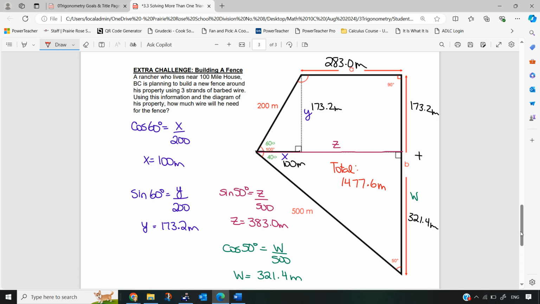We're told that in order to build the fence, we need 3 strands of barbed wire. So we're going to have to multiply that amount by 3, which will then give me 4,432.9 meters. Now, if I were to divide that by 1,000, that would tell me that I'm looking at approximately 4.4 kilometers of fencing. That's a lot of fencing.